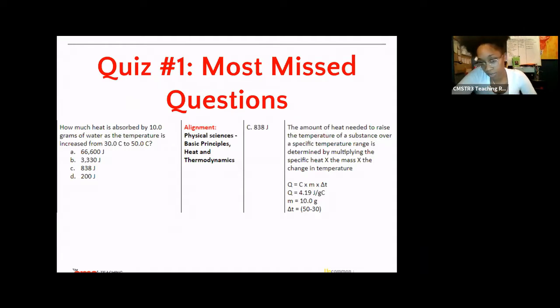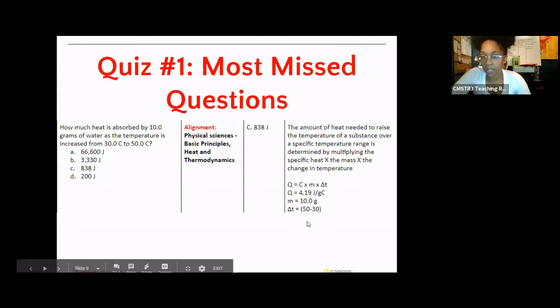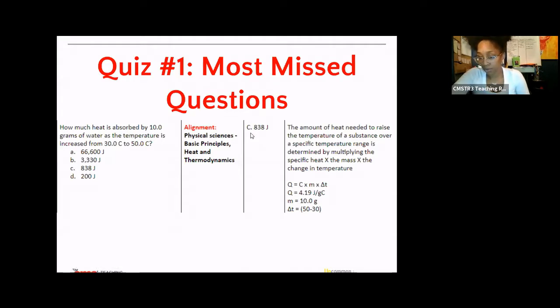Now remember, you won't have a calculator, so the chances are that they're going to give you numbers like 10, 4.18, and 20 to do the math on are relatively slim, because you would probably need a calculator to multiply that out. But if you ever did have a problem, you would plug in Q equals MC delta T, multiply those out, and the answer would be 838 joules for energy.